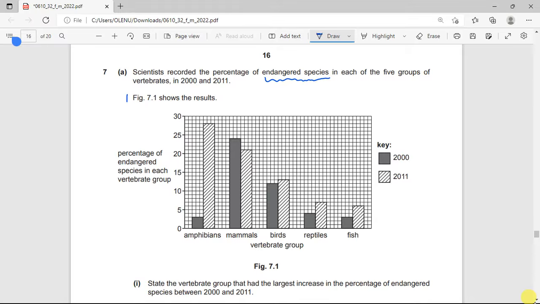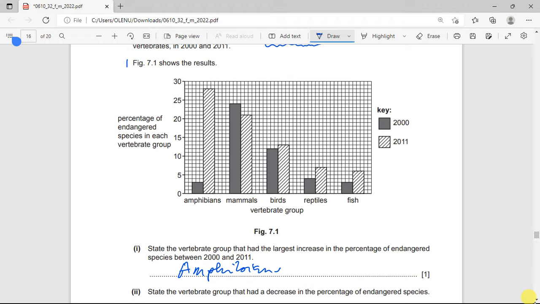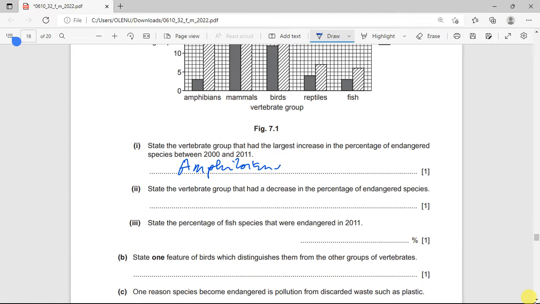Obviously, that's mammals. They have the largest increase. Sorry, amphibians. I said mammals. So amphibians. Because in 2011 and this is 2000, you find out that the increase is quite enormous. Now, state the vertebrate group that has a decrease in the percentage of endangered species. So a decrease. So yeah, you see, in 2000, mammals is higher in endangered species but lower in 2011. So mammals have a decrease.